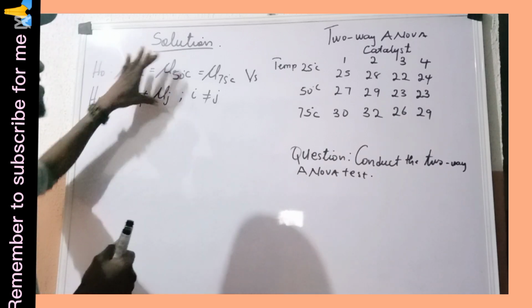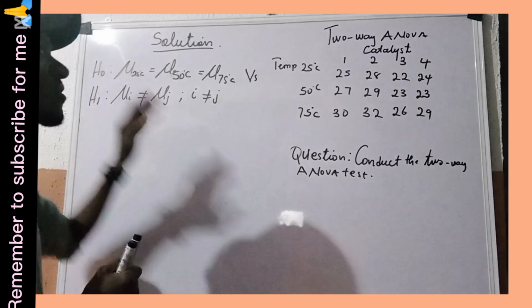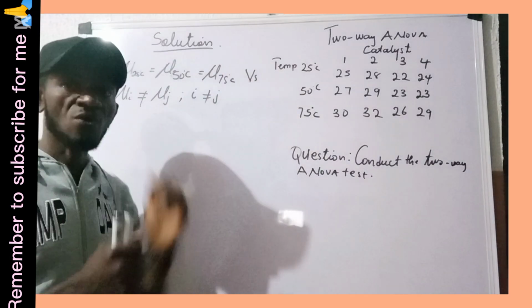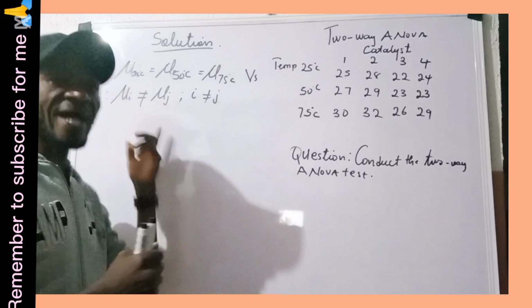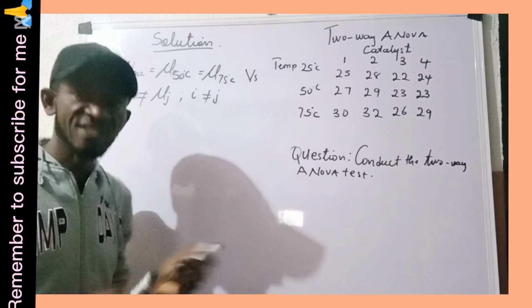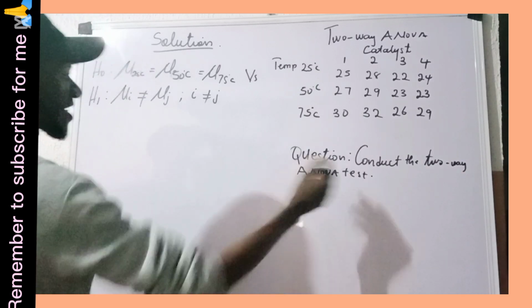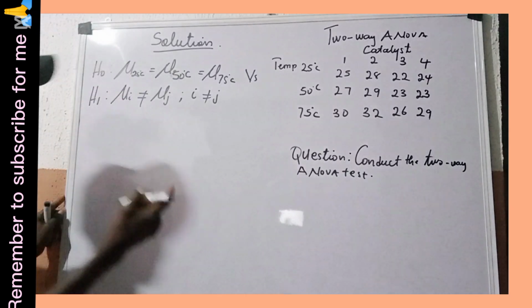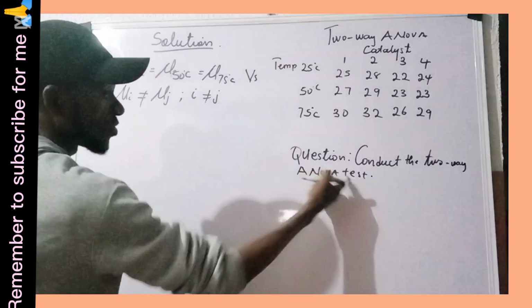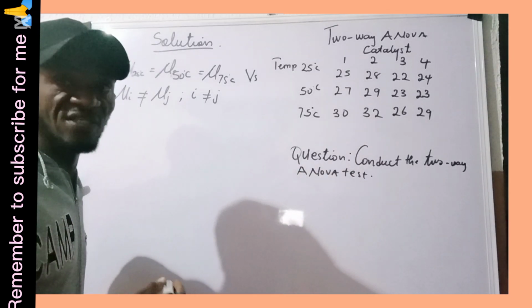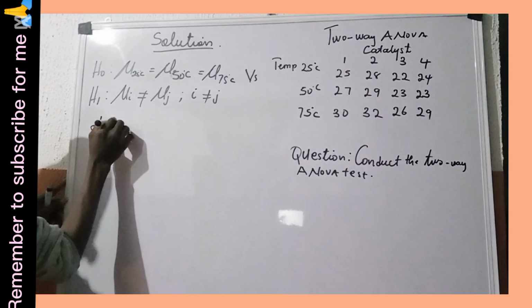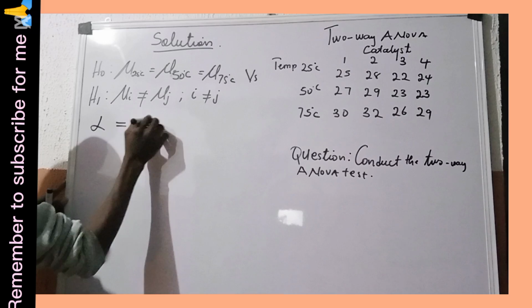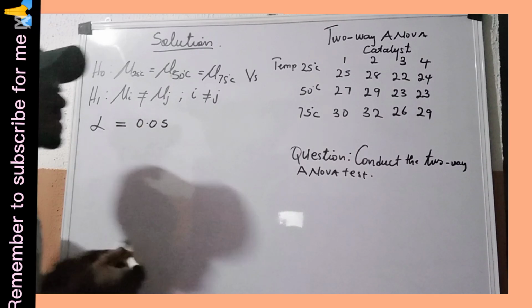So this is how to state the hypothesis for that factor called temperature. And of course, the moment we state the hypothesis, we talk about the level of significance. The level of significance we should be using here is 0.05. So I have that my alpha, which of course is the level of significance, is 0.05.